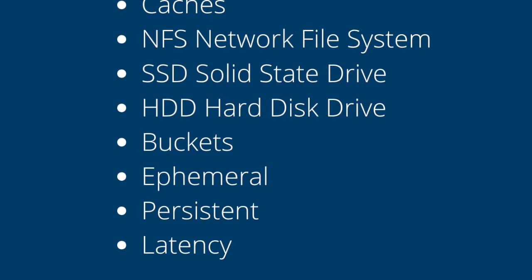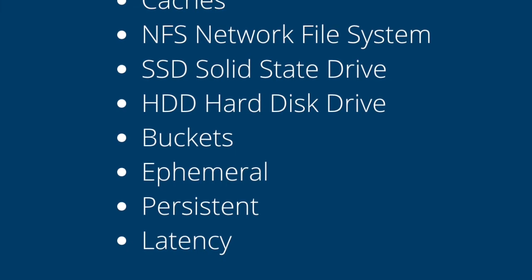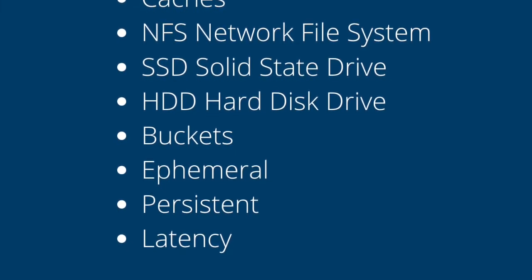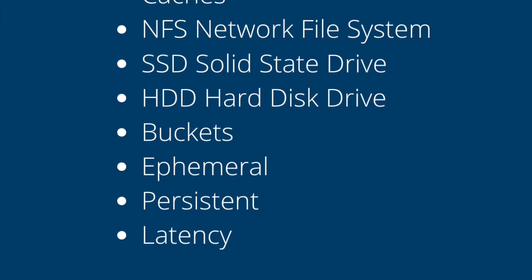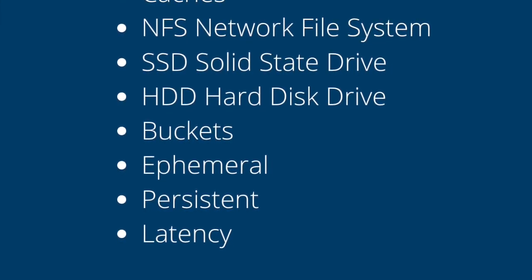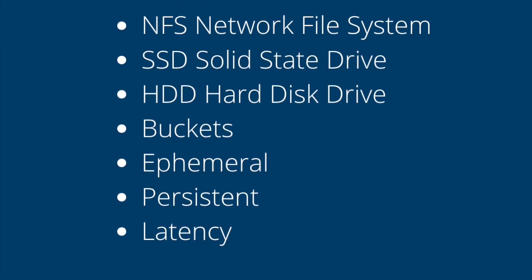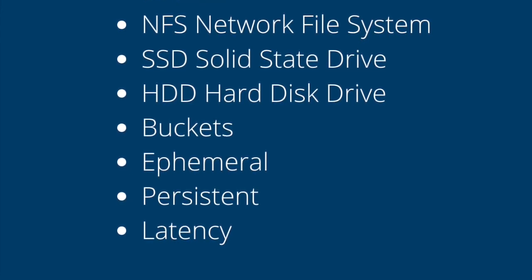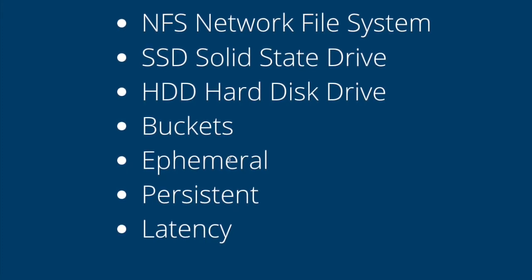Ephemeral disks are those which only store data while the machine is running. So when you shut it down, all the memory in that ephemeral disk is deleted. Persistent disks are those which store the data even when your machine is shut down. So if you want to keep anything before you shut your VM down, you might want to store it in persistent disks. Latency is the time taken to retrieve data from its storage. Now, let's have a look at our concepts.